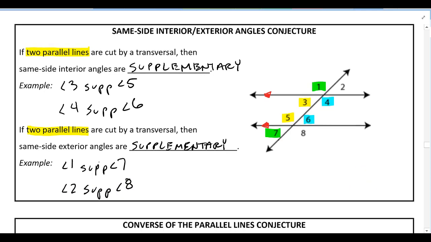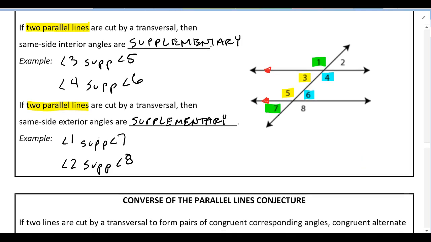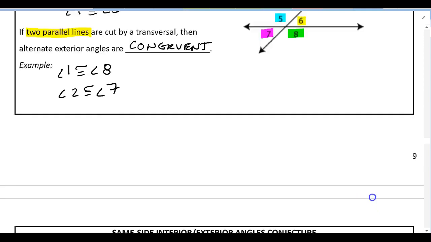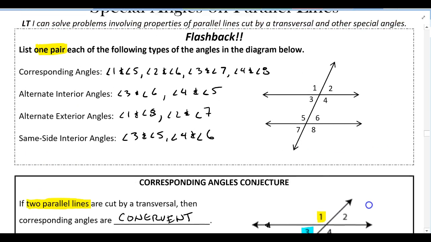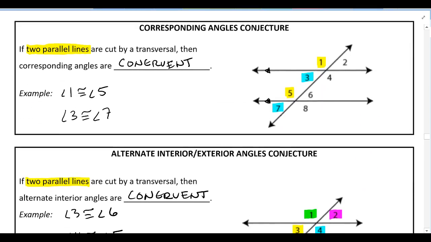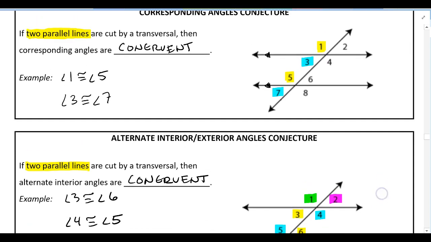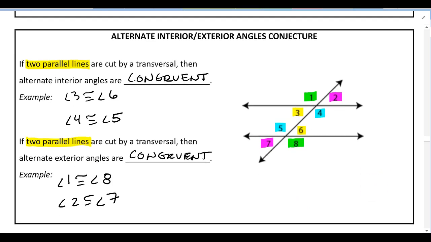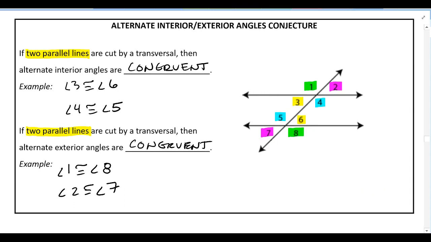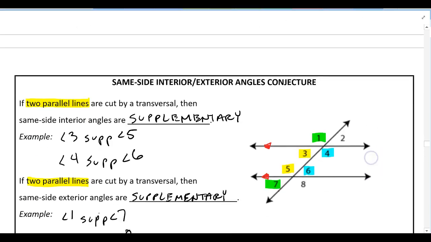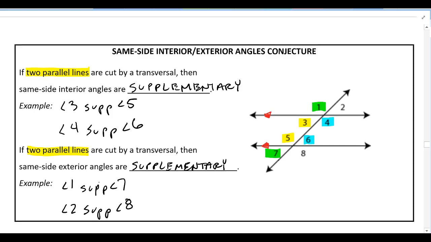Alright, so that's it for special angles on parallel lines. Remember, these relationships are only true if the lines are parallel. So quick review, if I have two parallel lines cut by a transversal, then some types of angles are going to be congruent. The corresponding angles will be congruent. Remember, those are the ones that make the shape of an F. The alternate interior angles are going to be congruent. That's the N or the Z. The alternate exterior angles are going to be congruent. Those are the two V's flying away from each other. And same side interior and same side exterior are going to be supplementary.